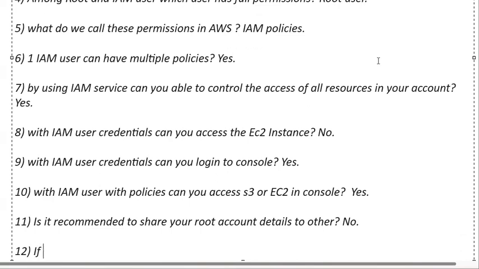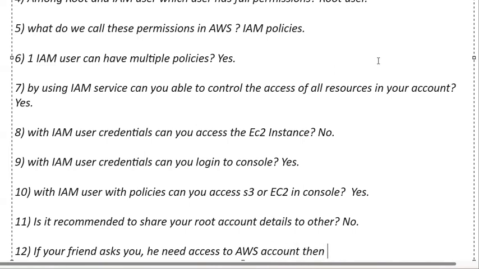If your friend asks you, he needs access to your AWS account, then what do you provide him? Let's say you have a friend who is asking you for AWS console access. He needs to access the AWS console. Then what do you need to provide to him?